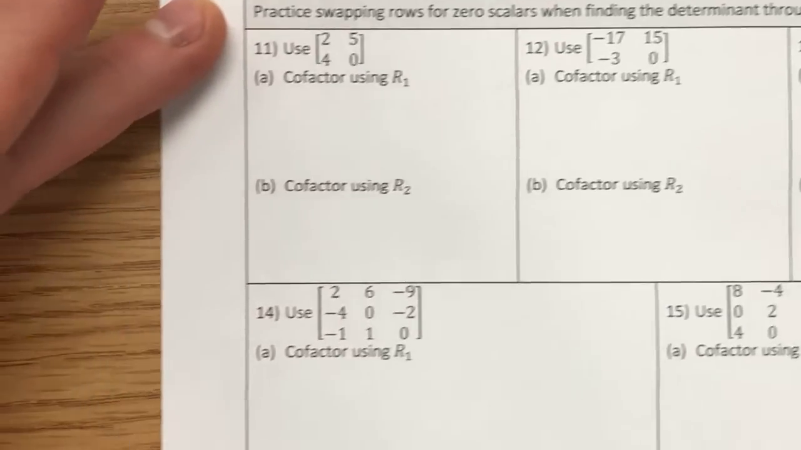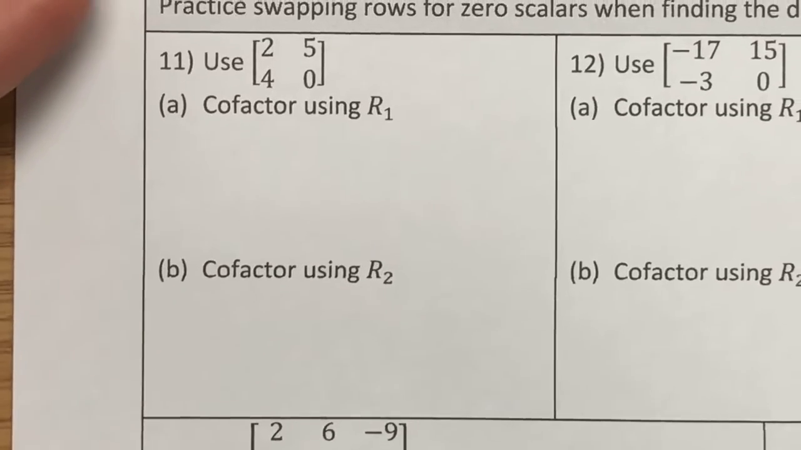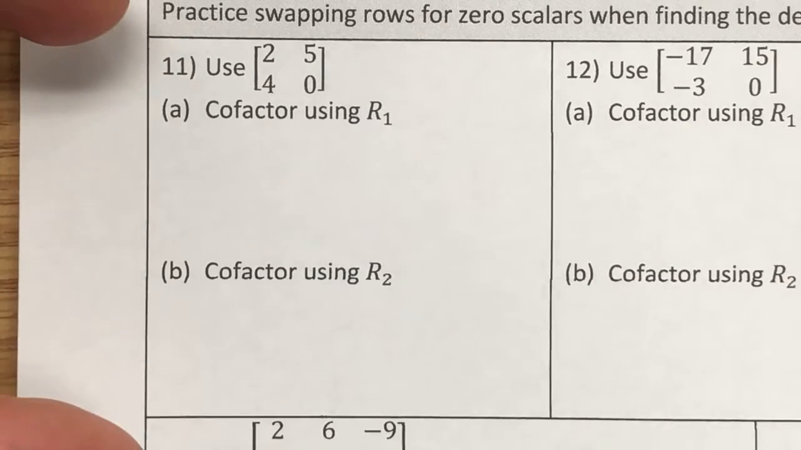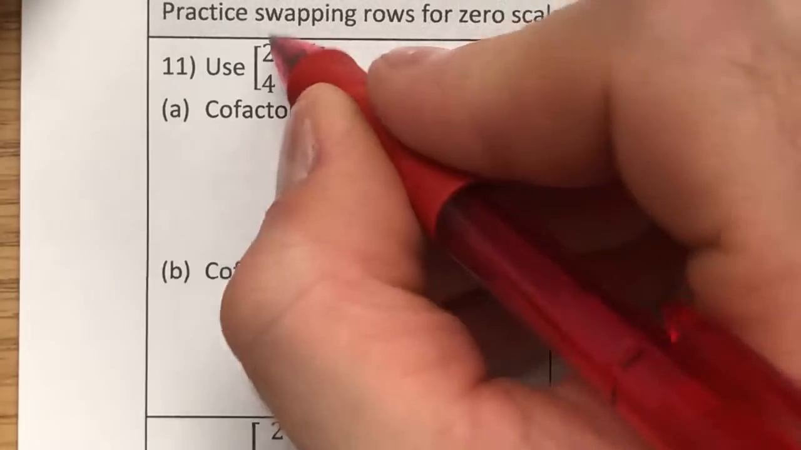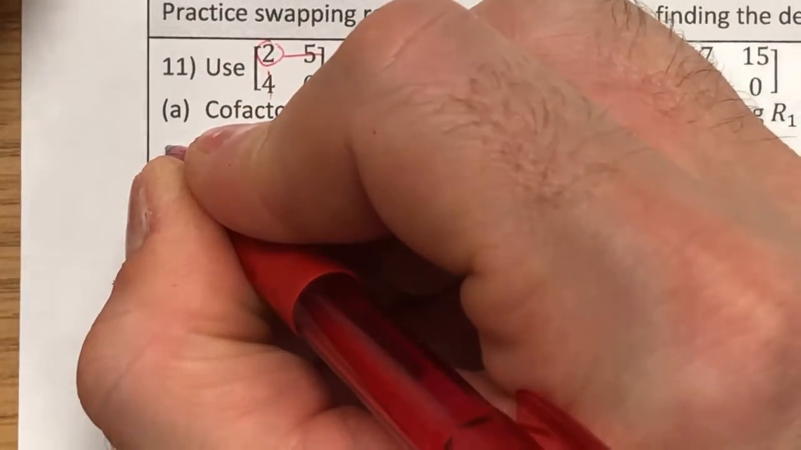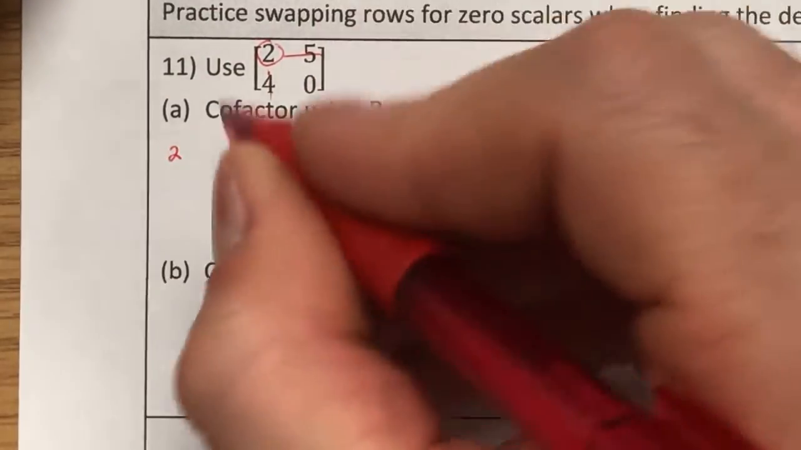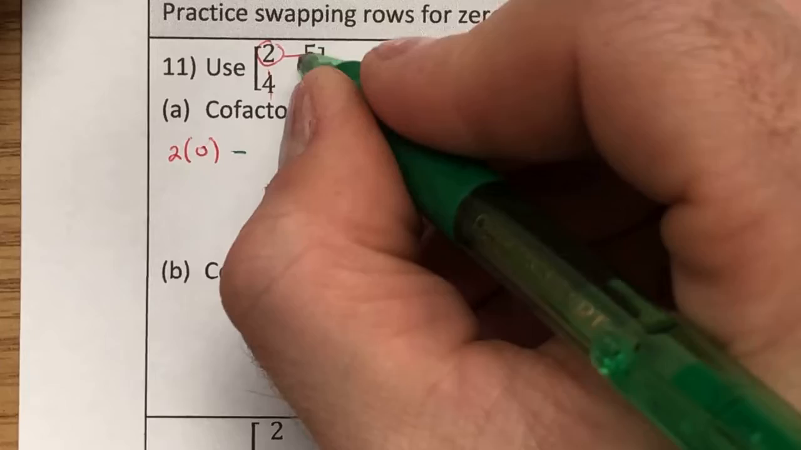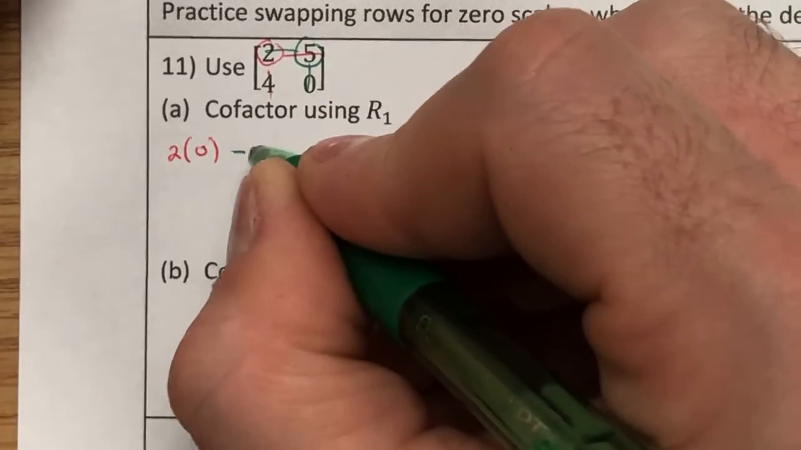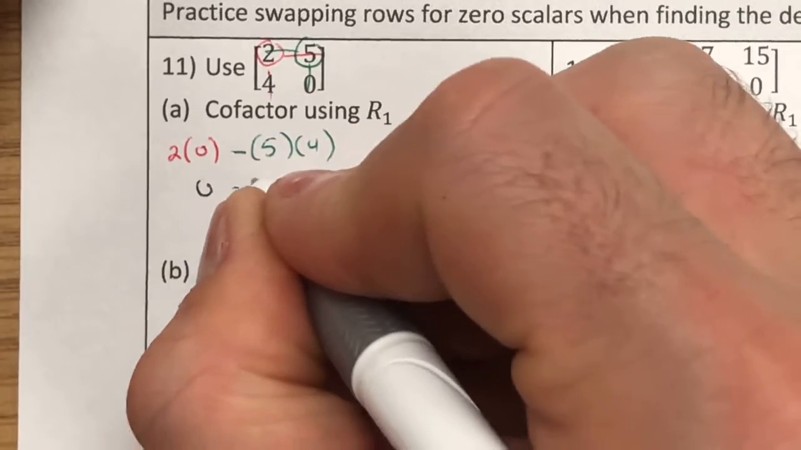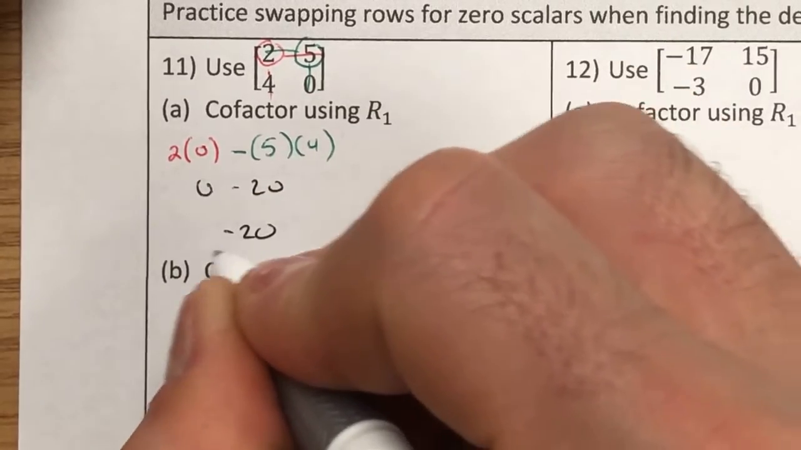So we're going to check and see if we cofactor using different rows, do we get the same answer? And so let's cofactor this 2 by 2 using row 1. So cofactoring, we said, okay, let's take the 2 and multiply it times the 0. So 2 times the determinant of 0, which is just 2 times 0. And we are going to subtract this one. So 5 times the 4. So 2 minus 0 is going to give me 0, minus 20 is going to give me negative 20.